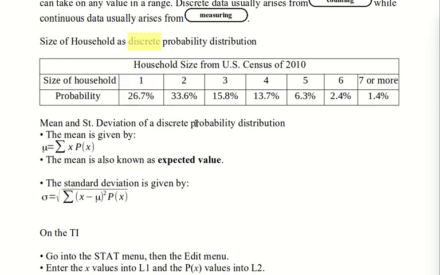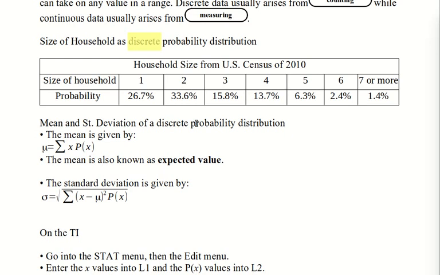So you might look at this and you might say, well, this is an observation. This is taken from asking people how many people live in their house. And in a sense, this is a true discrete probability distribution. There is no underlying probability that different households have different sizes. We simply went out and measured.